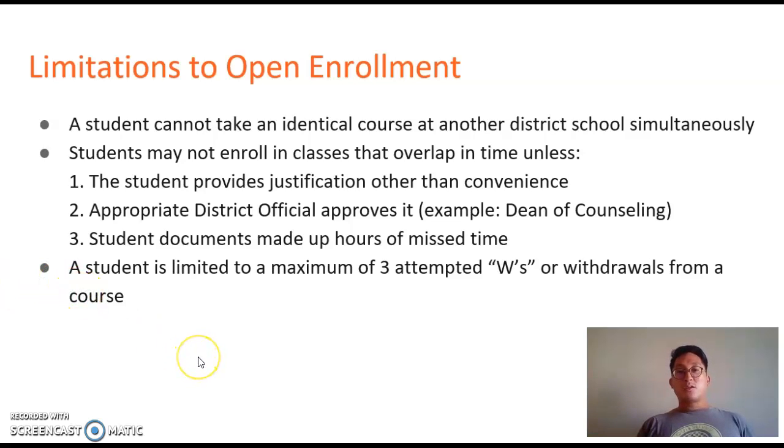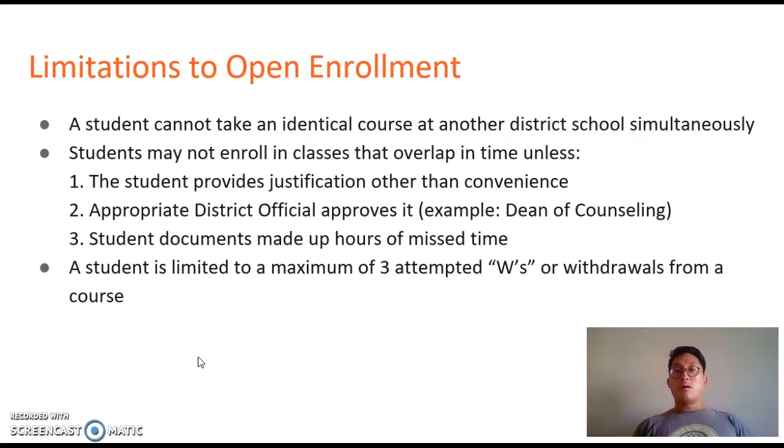So there are some limitations. Open enrollment: students who are eligible, which you saw on the last slide, and meet prerequisites can take classes. There are some limitations. You cannot take identical courses within the district. So for example, here in the fall semester 2019, you can't be in Math 200 statistics at CSM and at Kenyatta at the same time. Okay, so that's a limitation to open enrollment, even if you meet the prerequisite for statistics.